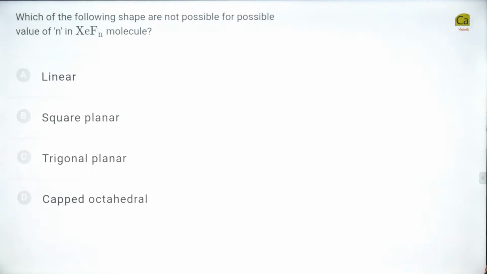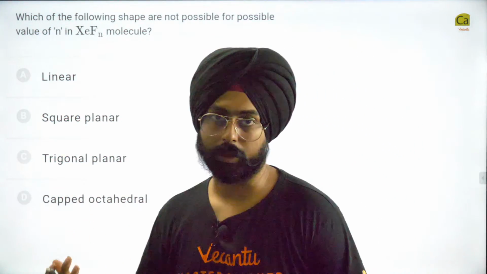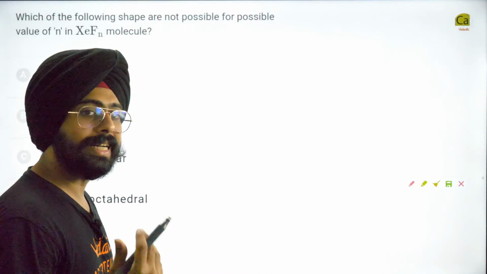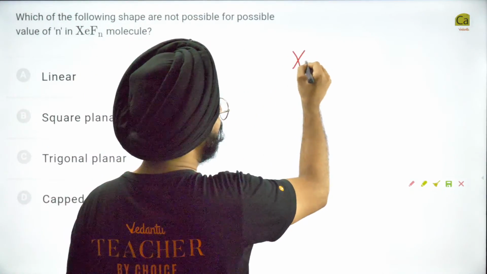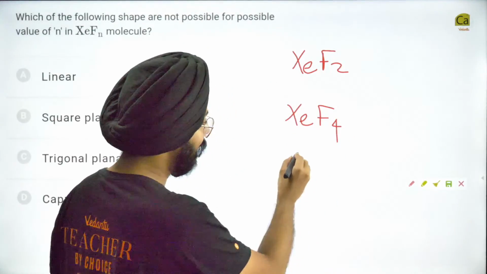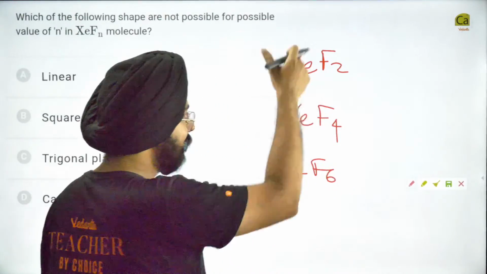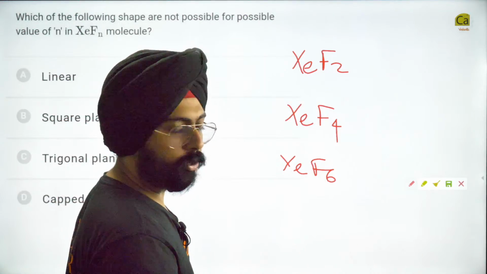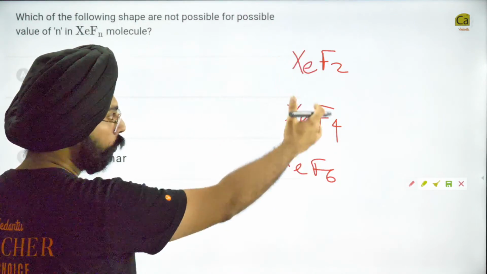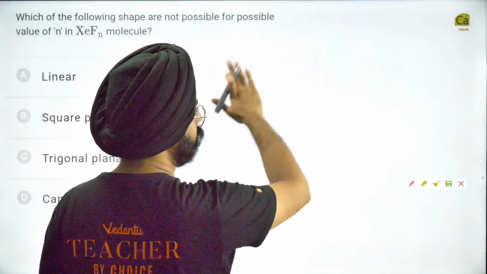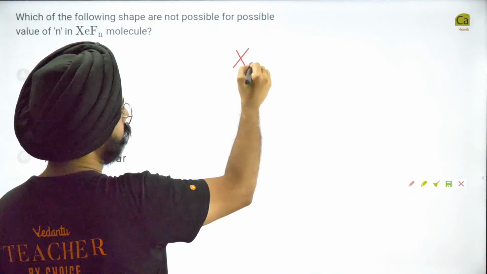Which of the following shapes are not possible for different values of n in XeFn molecules? So this is again a factual question. You need to remember the different fluorides that xenon can form. So you can have XeF2, you can have XeF4, you can also have XeF6. These are the different fluorides of xenon found in the laboratory or nature. Now when you think about their structures, let's make them one by one, starting with XeF2.